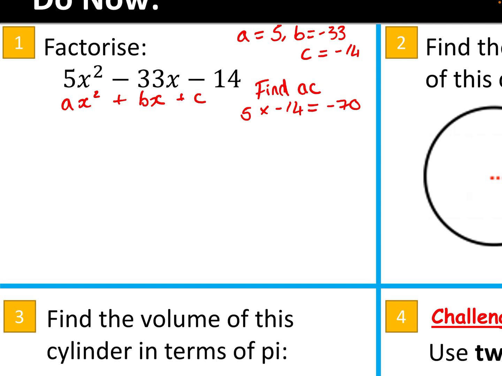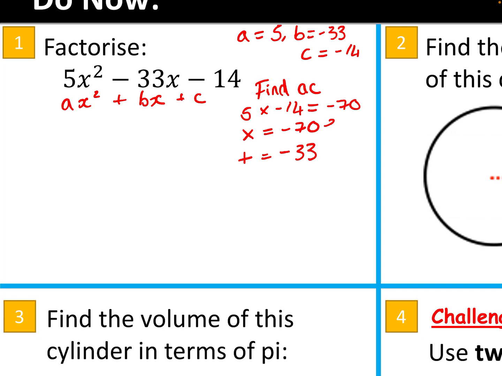What I now want to do is find factors, so numbers that multiply to find AC, but I want those same numbers to add up to give me b. b is negative 33. So I want two numbers that multiply to give me negative 70 and add to give me negative 33. Factors of 70, well, one of them is going to have to be positive and one's going to have to be negative to create an overall negative answer.